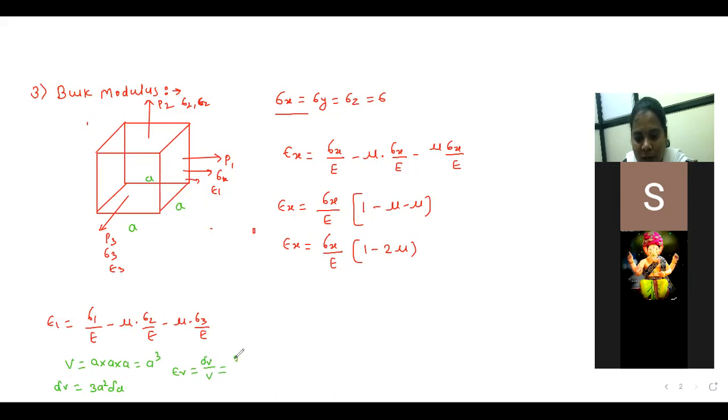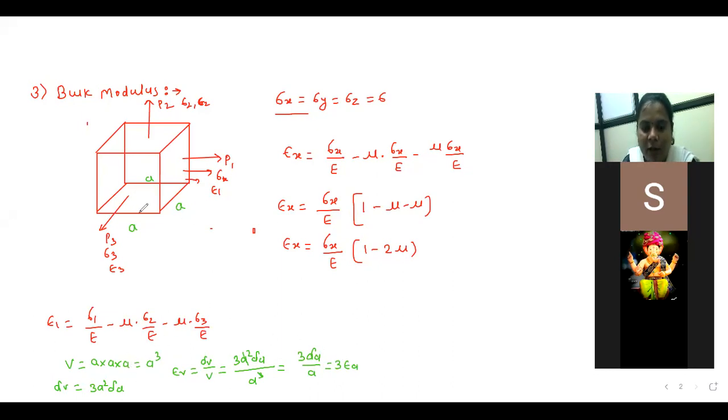So change in volume is 3A square del A divided by A cube. So A square and one A gets cancelled. So what is remaining? 3 into del A upon A. This is called 3 into epsilon A.